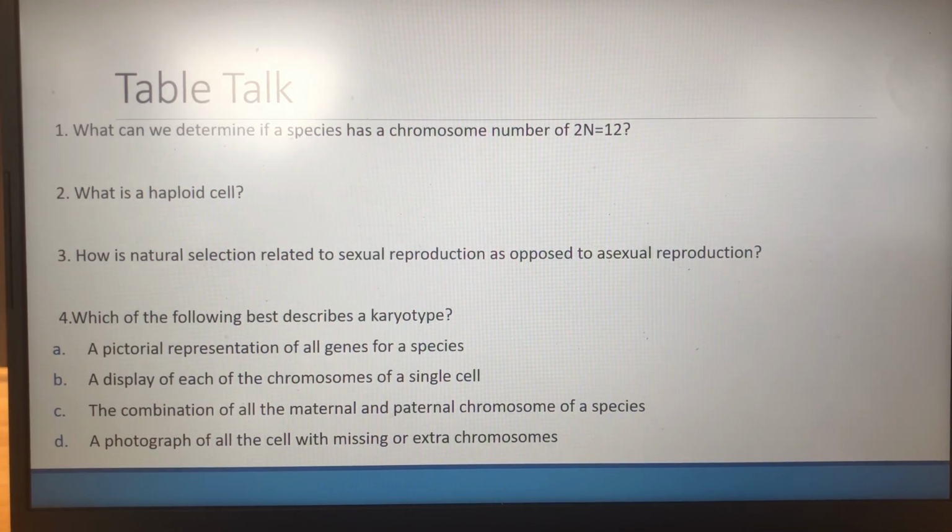Which of the following best describes a karyotype? A, I would say the answer is a pictorial representation of all genes for a species. No way. B, a display of each of the chromosomes of a single cell. Yes, that's your answer. C, the combination of all the maternal and paternal chromosomes of a species. That's saying of the entire species. Notice the words. Read carefully. D, a photograph of all the cells with missing or extra chromosomes. What the heck is that? So the answer is B.